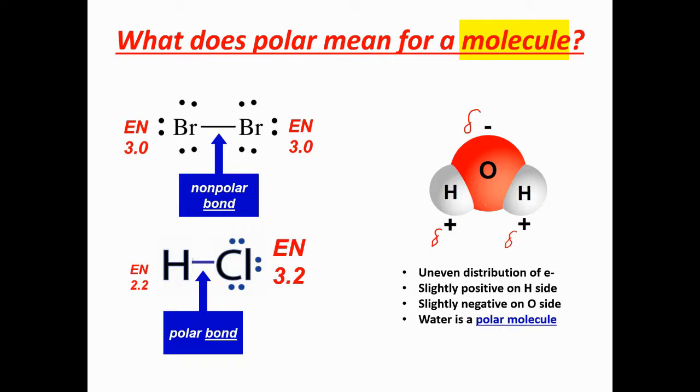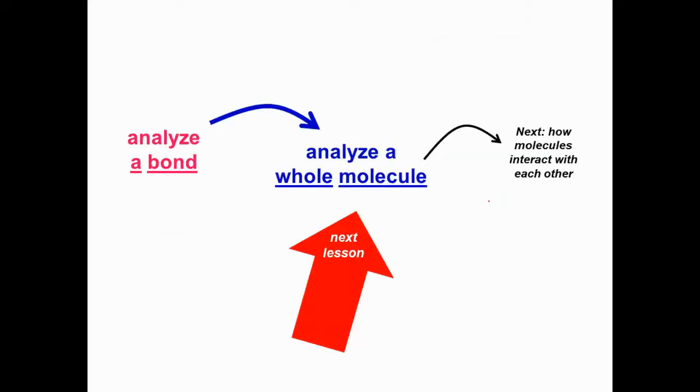In the next lesson, we'll learn about how we can analyze a whole molecule to figure out, is it a polar molecule, meaning lopsided, or a nonpolar molecule. But for now, what you should do is go back to box 2 and box 3 in that Hyperdoc, go through some of those explore activities, and then try some of the practice.